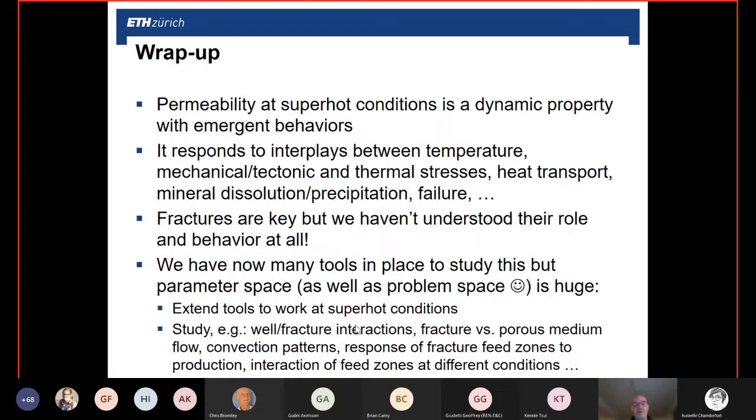In particular, as John Burnell said, there is pretty much counterintuitive behavior if we include these realistic representations. We have to consider fracture versus porous medium flow. It will be very different for understanding how we can extract heat from that, convection patterns, the response of fracture-hosted feed zones to production, the interaction of different feed zones, and so on. So there are plenty of things to do, but we'll try our best to approach this in the near future.